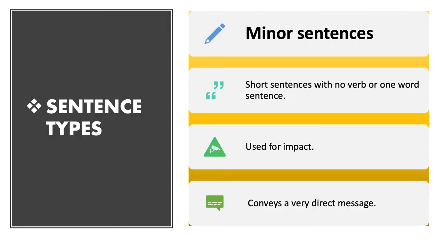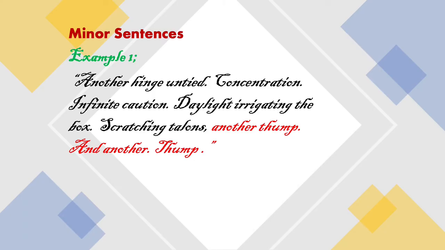Minor sentences are short sentences with no verb or a one-word sentence. They are used to convey a direct message and for impact. Helen MacDonald, in her H is for Hawk, uses minor sentences to create tension and drama. This emphasizes Helen's overwhelming experiences with her extremely obsessed idea to rear a hawk. Minor sentences here are "another thump" and "another thump."